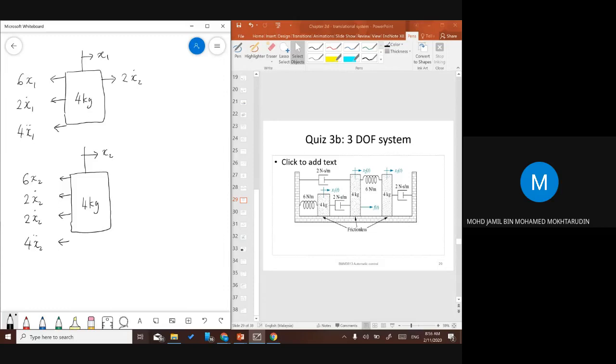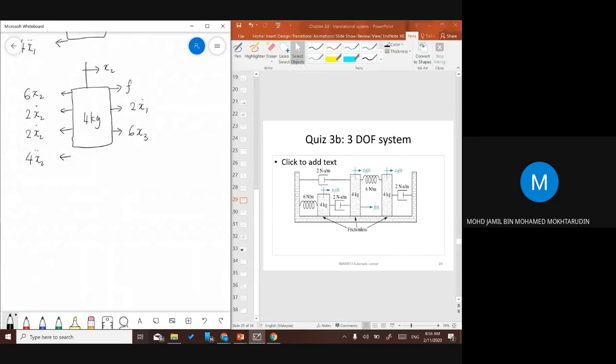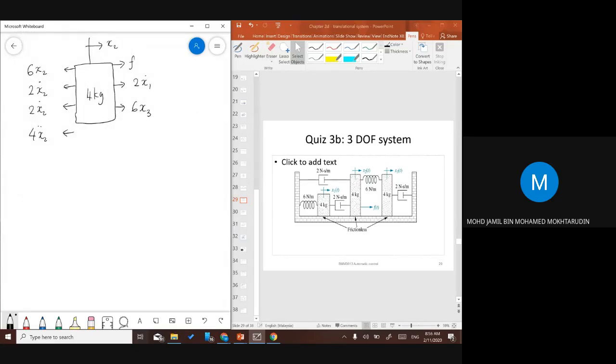And on the box also, you have a forward force F. And the damper here is connected to X1. So another forward force, 2X1 dot. And then the spring here is connected to X3. So another forward force, 6X3. And then lastly is the box X3.